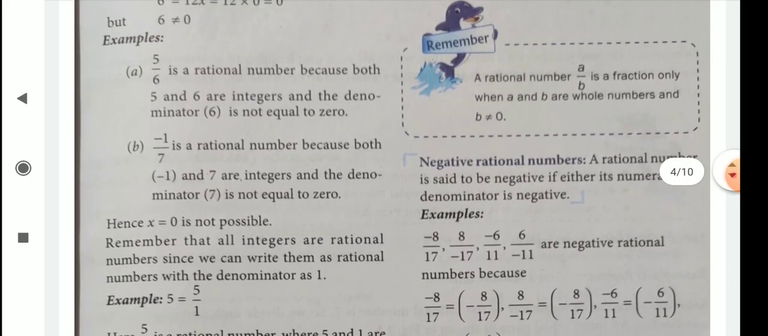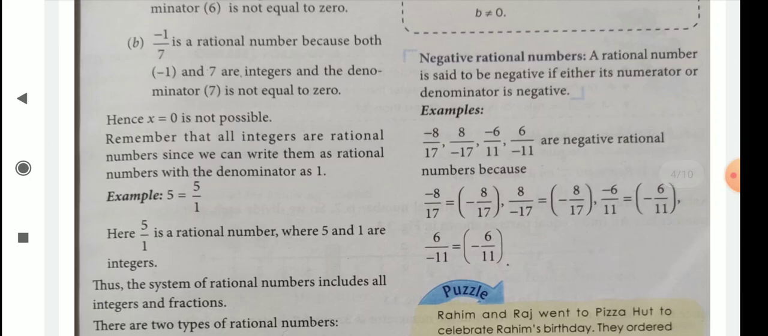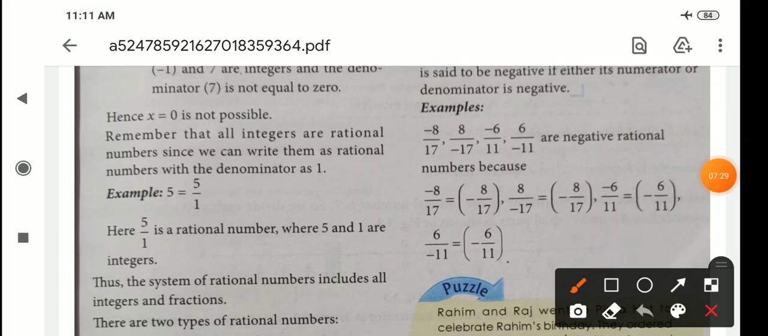Then remember, a rational number a by b is a fraction only when a and b are whole numbers and b is not equal to 0. Then negative rational numbers. A rational number is said to be negative if either its numerator or denominator is negative. Any one of them will be negative. Here the numerator is negative, here the denominator is negative. So they are known as negative rational numbers.